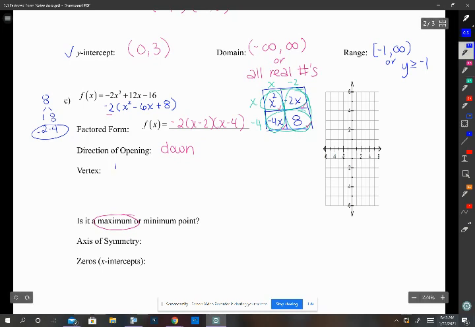To find our vertex, we're going to go h is equal to negative b over 2a. So remember that going back to standard form, there's our a, b, and c. So we're going to go negative 12 over 2 times negative 2. So you've got negative 12 over negative 4, which is 3. And then we're going to take that and plug it back into our equation to find k.